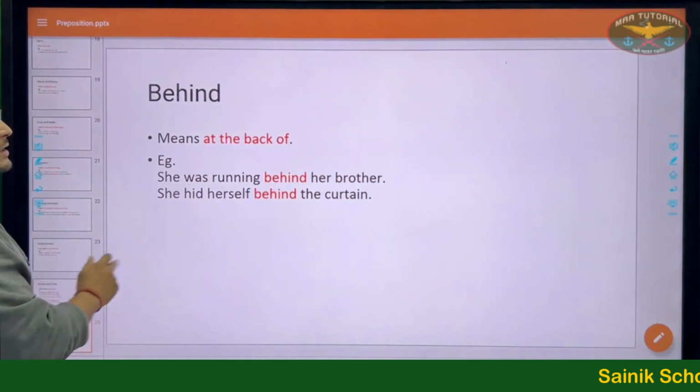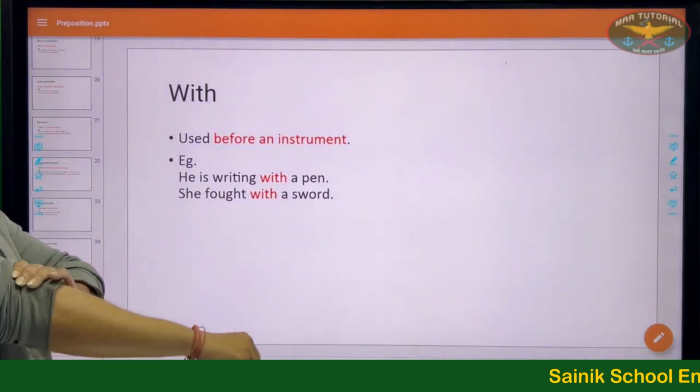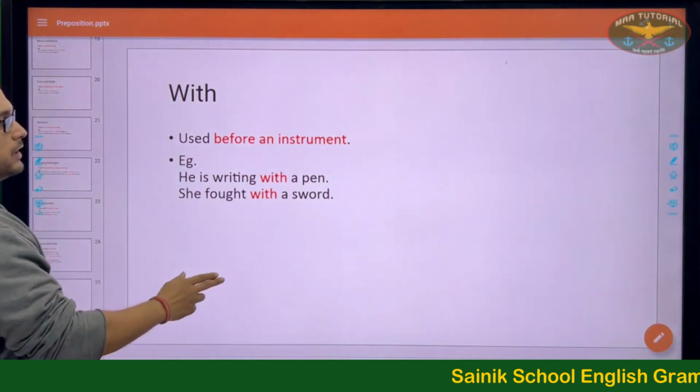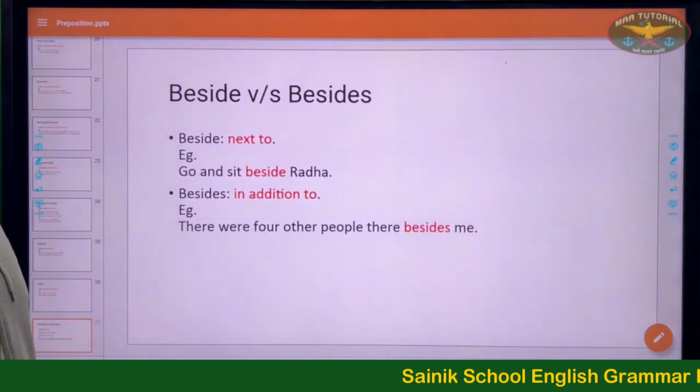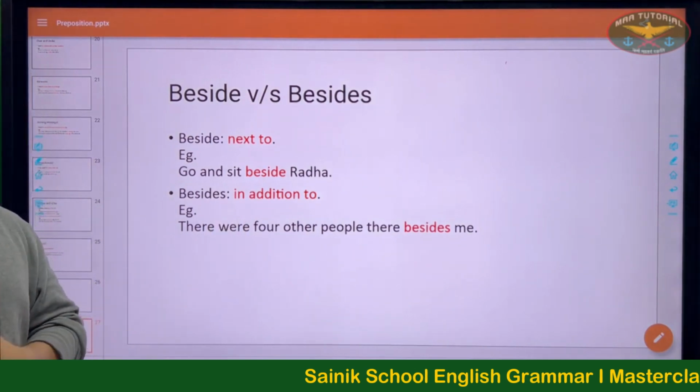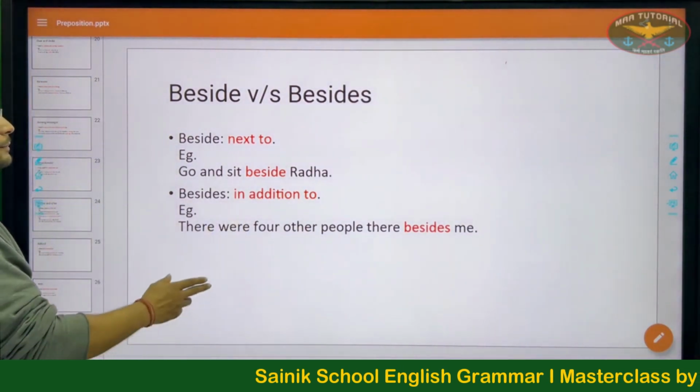Behind and front. With, before an instrument. It is used with an instrument, with a pen, with a sword, etc. Beside versus besides. Beside means physically next to. Besides means in addition to, that apart from something, there is something more.